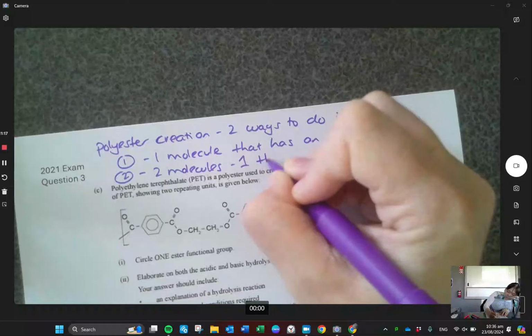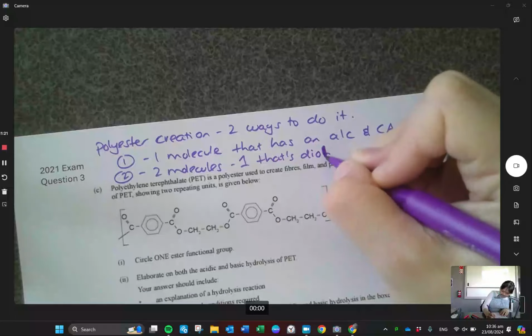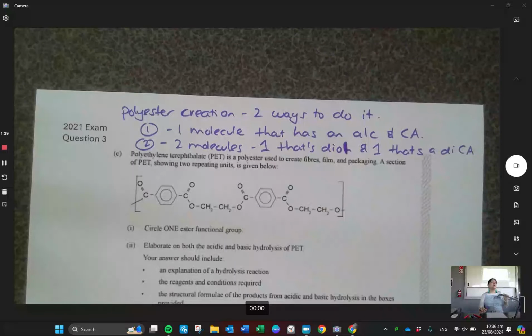One that's a diol, which means it has two alcohol components, and one that's a dicarboxylic acid. So it has two carboxylic acids, one on each end of the molecule. So there's the two ways I can make it. They can give you either one on the assessment, so you do need to know how to recognize both.